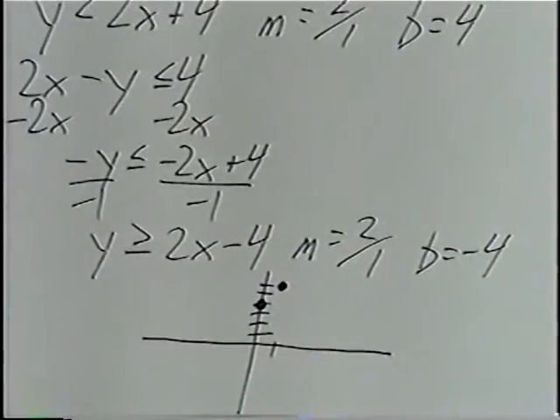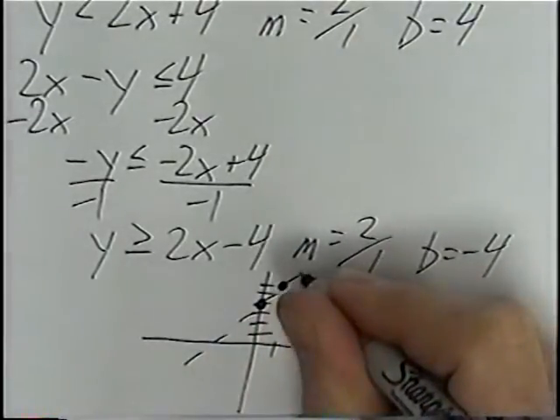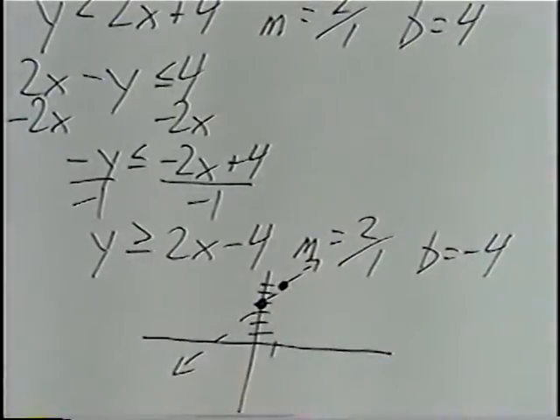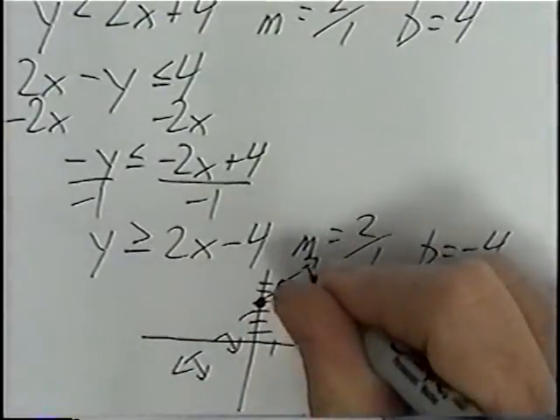This inequality was less than. If it's less than without the or equal to sign, this would be a dashed line. And the shading again, y is less than. Less than means we'll shade the bottom part of the graph, or you can draw arrows to represent the direction that will be shaded.